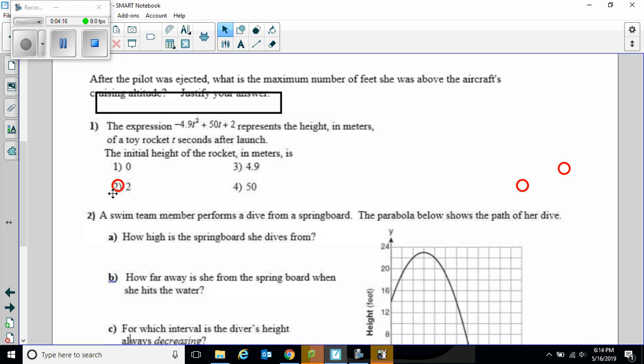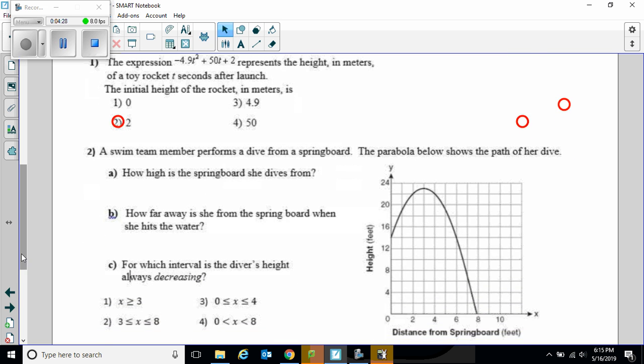Okay, gotta think about this now. It's question 2. A swim team member performs a dive from a springboard. The parabola below shows the path of her dive. You're going to turn off the video and take a couple minutes to think about these 3 questions. How high is the diving board? How far do they dive away from the diving board? And on which interval is the diver's height always decreasing? Take a couple minutes.